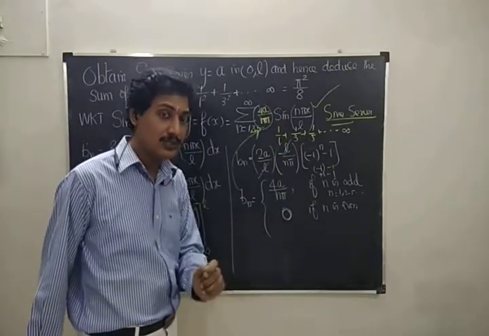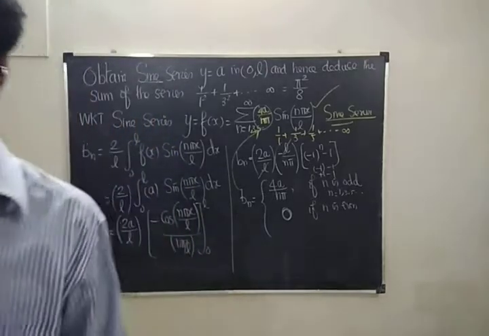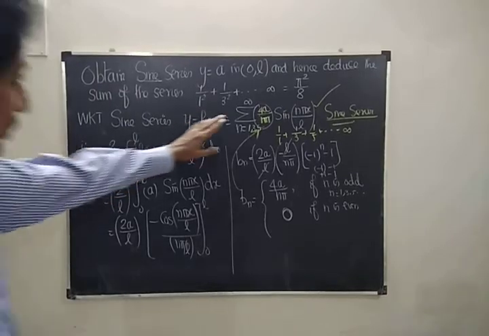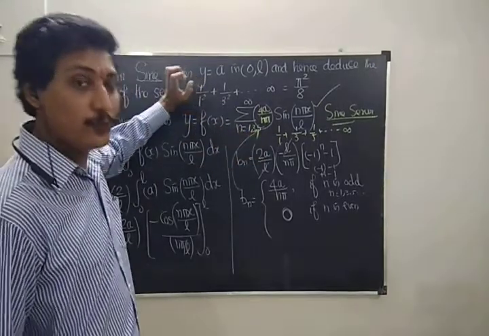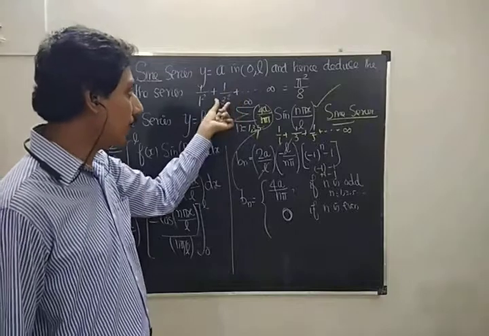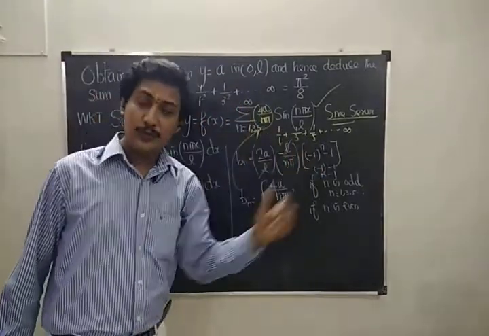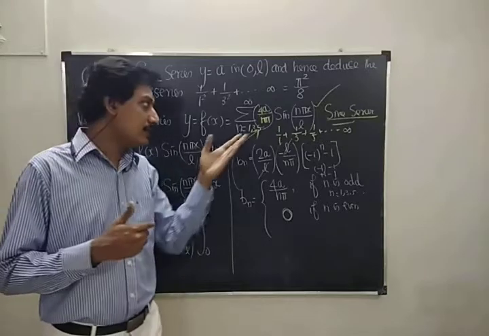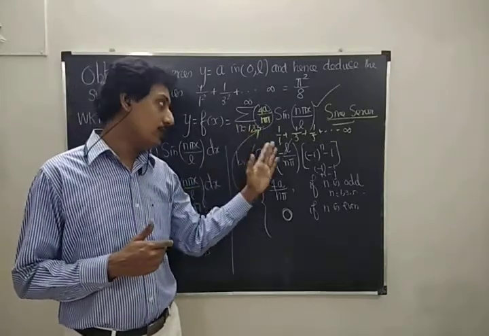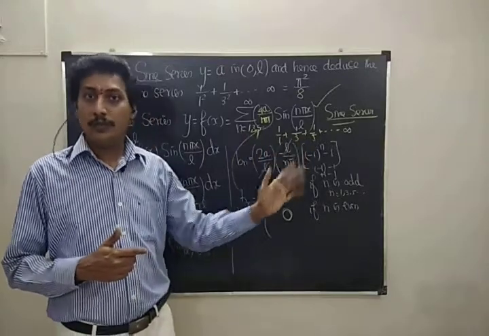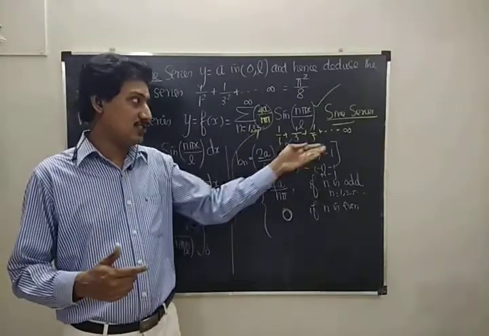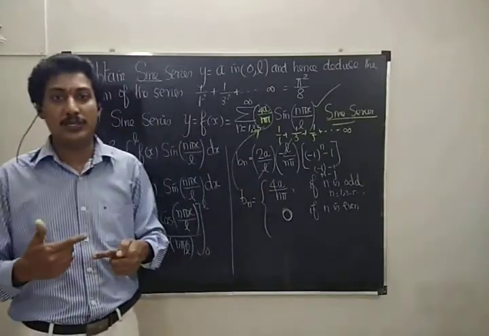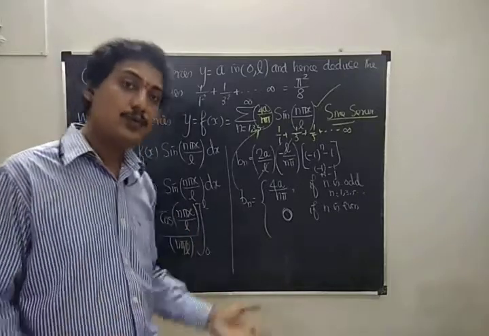But in this question we need to generate 1 by 1 square, 1 by 3 square plus etc. So we need to square this constant. When we square the constant, we think about it, because as far as this term is concerned, it will generate only the 1 by 1, 1 by 3, 1 by 5. You may apply the convergence theorem and generate this series, but this is not my requirement. So when you go for squaring the coefficients, better you apply the Parseval's identity.